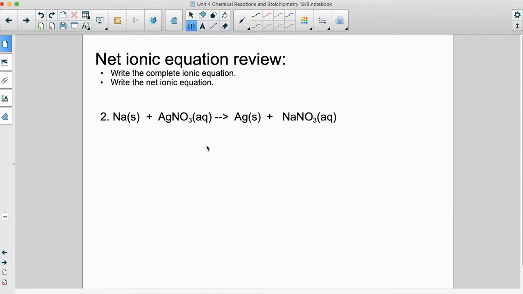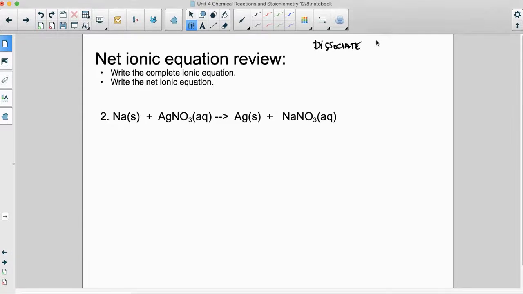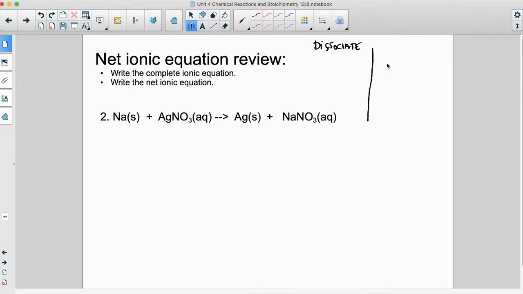Here's another equation, but this time the states of matter are given to us and the balanced equation is given to us. So again, here we take a look at each substance and decide whether it should be dissociated or not. And just as a reminder, a review, there's a list of things that we wrote that we need to separate into ions and other substances that we keep together.